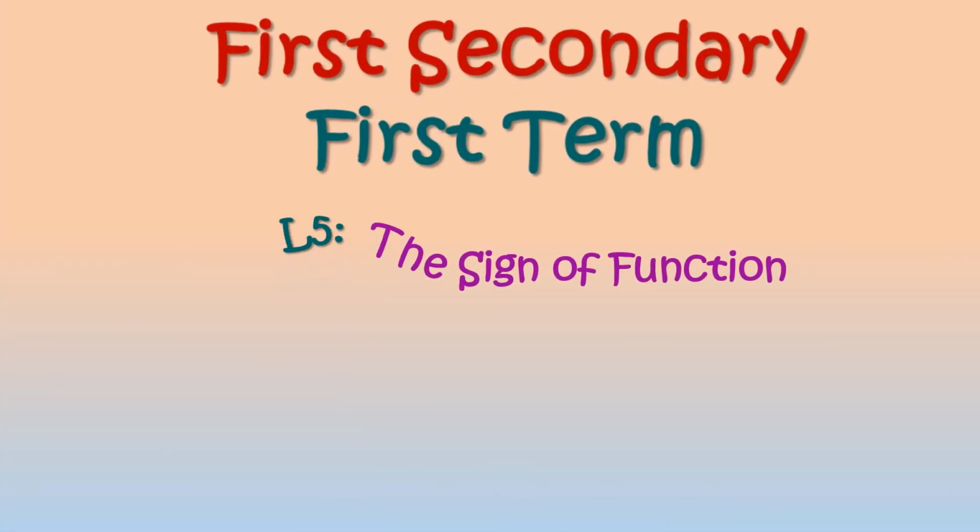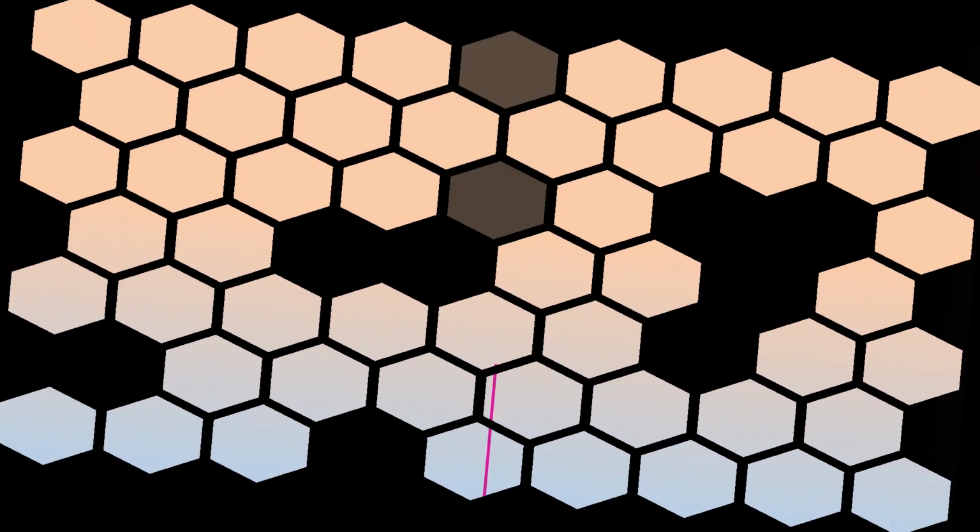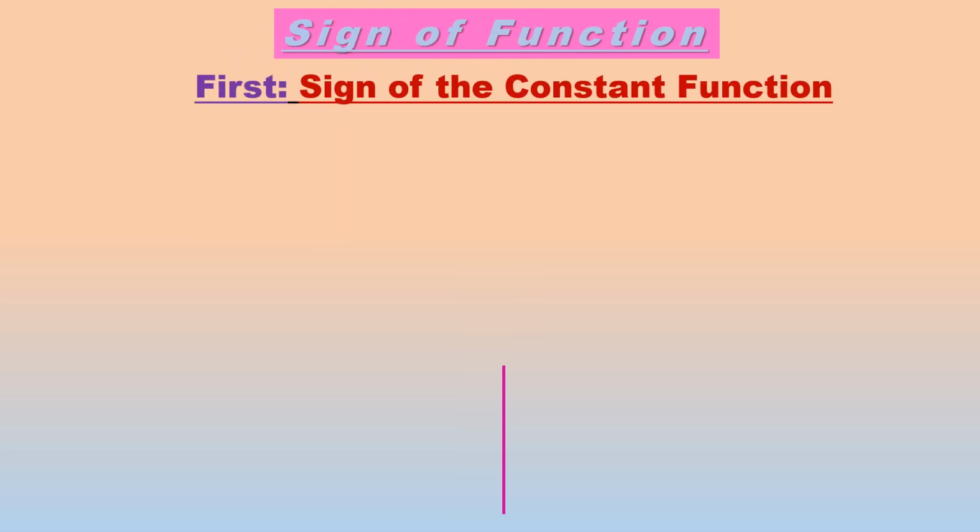First secondary, first term. Lesson 5, the sign of the function. First, the sign of the constant function.